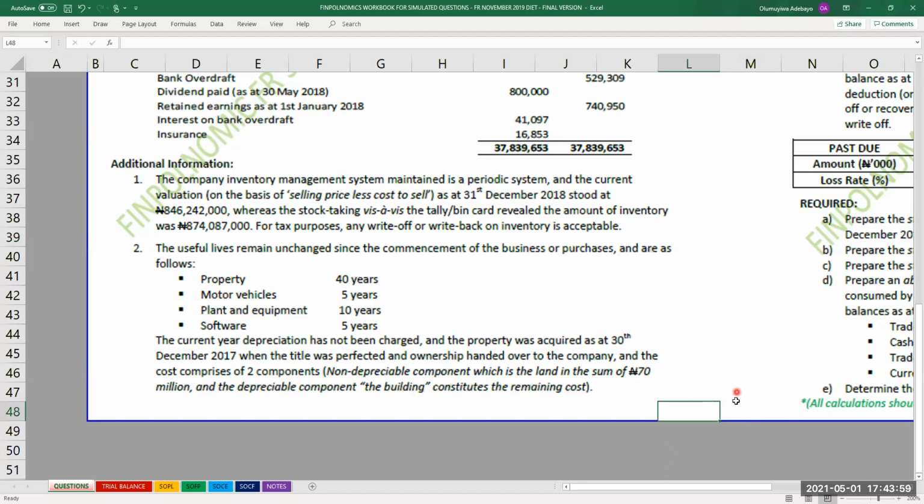The useful lives remain unchanged since the commencement of the business and are as follows: property 40 years, motor vehicles 5 years, plant and equipment 10 years, software 5 years. The current depreciation has not been charged, and property was acquired as at 30 September 2017 when the title was perfected and ownership handed over to the company. And the cost comprises two components: a non-depreciable component, which is the land, in the sum of 70 million naira, and a depreciable component, the building, which constitutes the remaining cost.